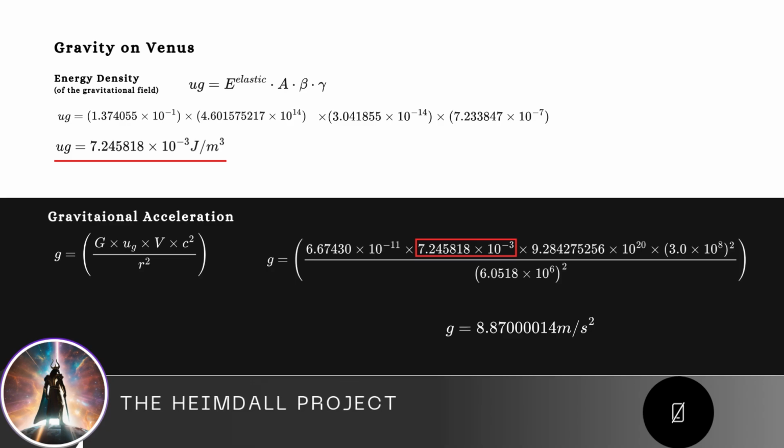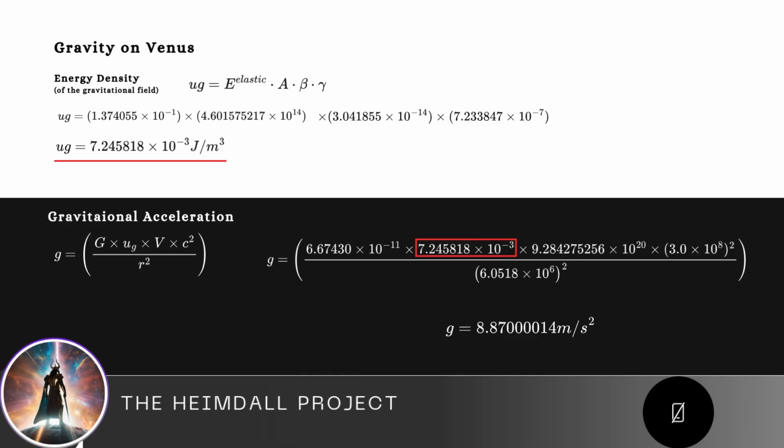I published it in my paper. So one day when our tools are super sensitive, we can see I'm correct. You go stand on Venus, guys. Don't get burned up. Go measure the gravity for me.